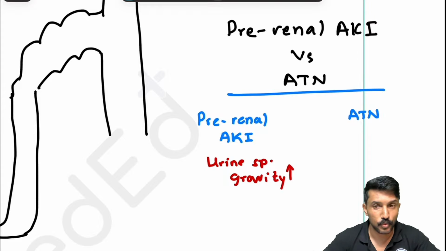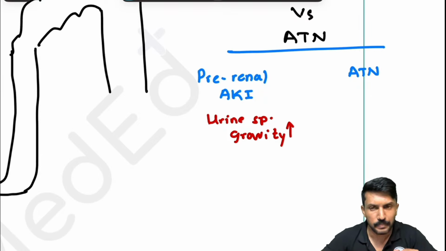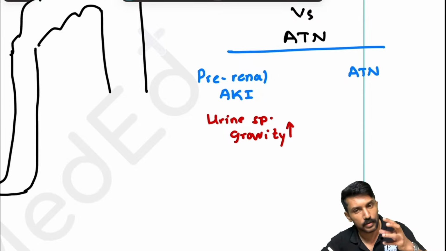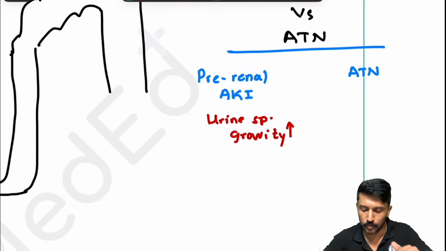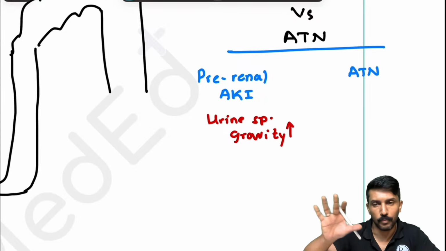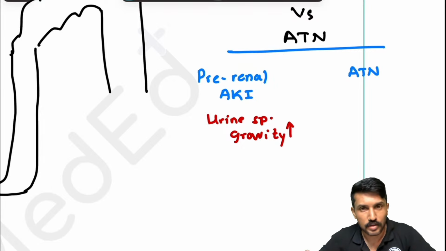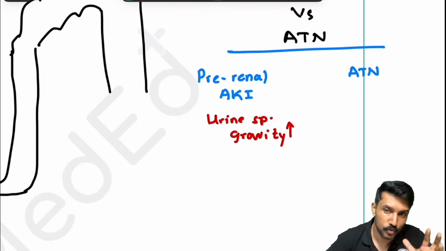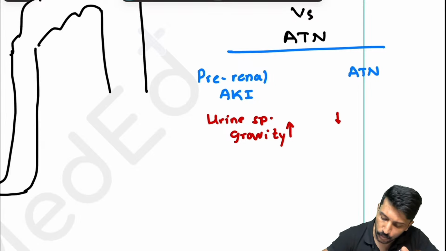You can also say urine osmolality will be high because it is concentrated. But where do I absorb this water, sodium, and electrolytes? Tubules. But if tubules are damaged, no reabsorption. So you will have most of it being lost in the urine. So urine will lose water. So you will have low urine specific gravity in ATN.